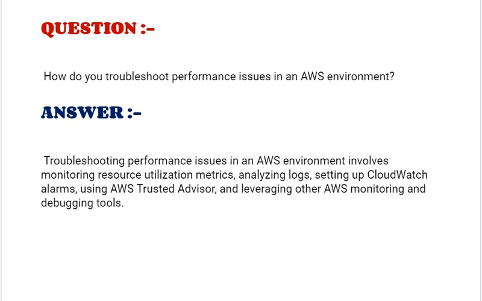Our interview question based on SysOps Administrator Associate is: how do you troubleshoot performance issues in an AWS environment? Your answer should be: troubleshooting performance issues in an AWS environment involves monitoring resource utilization metrics, analyzing logs, setting up CloudWatch alarms, using AWS Trusted Advisor, and leveraging other AWS monitoring and debugging tools.